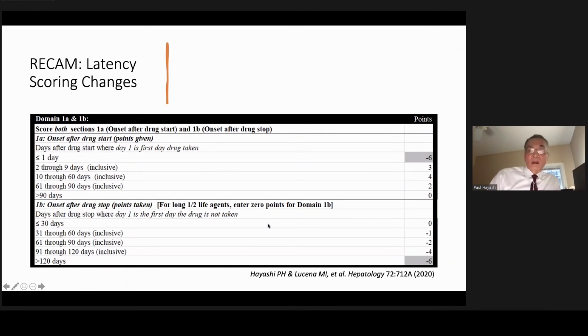Onset from drug stop. Whereas in the RUCAM, this was scored and you could gain points the closer you were to the drug stop, we actually decided to penalize points. So you can only lose points. The longer you wait, the time period between drug stop and the onset of DILI, the worse it gets for the case for DILI.